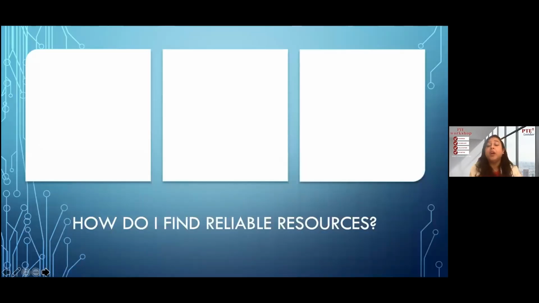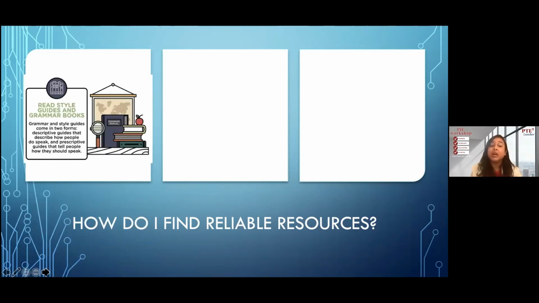How do I find reliable resources for grammar practice? As I said, the first step of improving your grammar is to learn the basics. So far we have talked about some basic information about grammar. We have to know parts of speech, collocation, and understand homonyms, homophones, homographs, and all those things. And then I said, when you are trying to practice grammar, you have to focus on whether the resource you are learning from is reliable or not. So how do I find that?